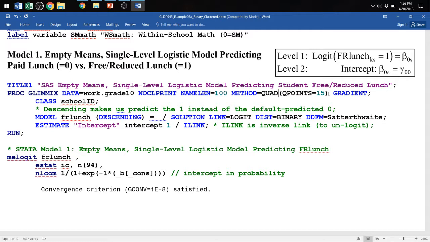And then last but not least, this thing. Gradient is a troubleshooting option. I always put it on these models. Does anybody remember what that word means? We haven't talked about it much. The gradient is the partial first derivative with respect to each parameter.